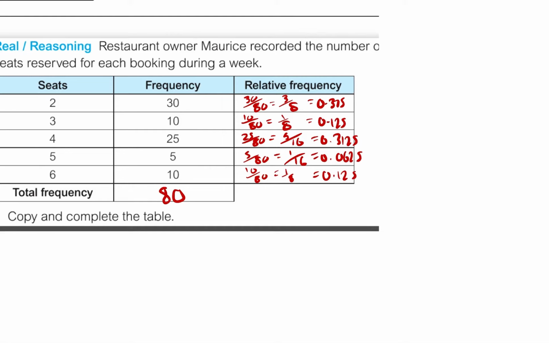And when we add them all up, I'm just going to make sure I've done this correctly. Add them all up, and you should get a value of 1. Oh, lovely. Yes, perfect. Add them all up, and it equals 1.0. So that's how you know you've done it correctly.